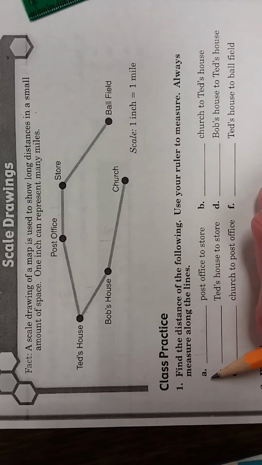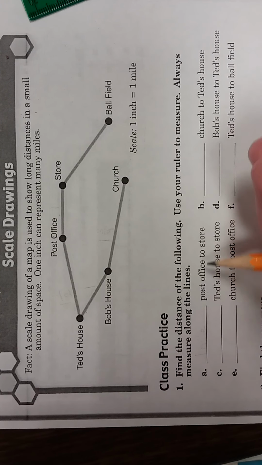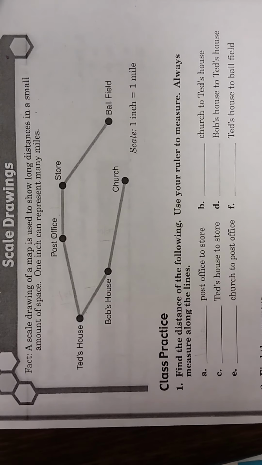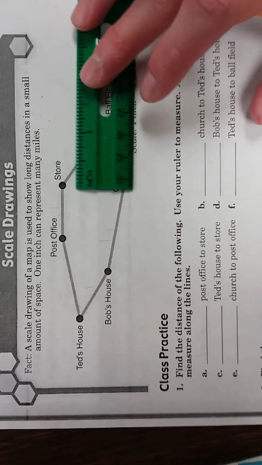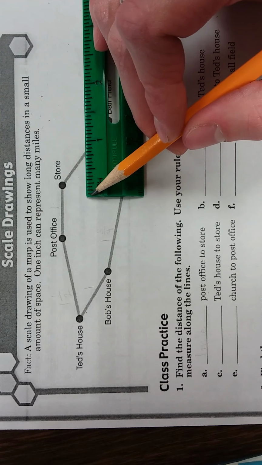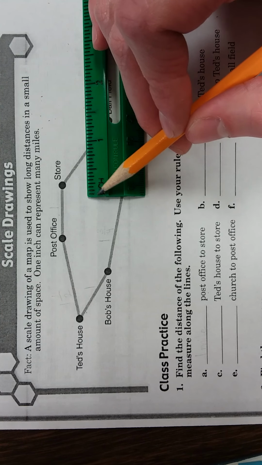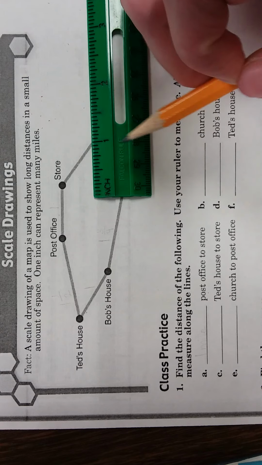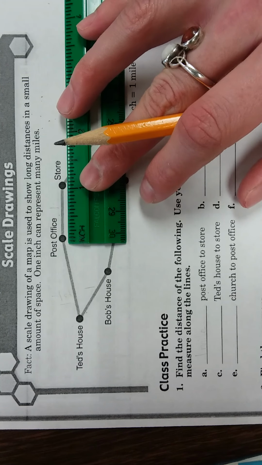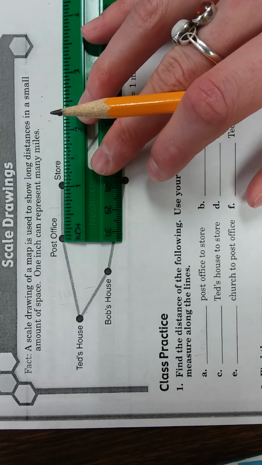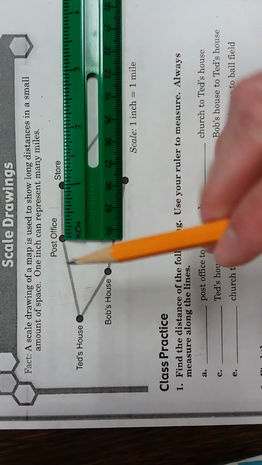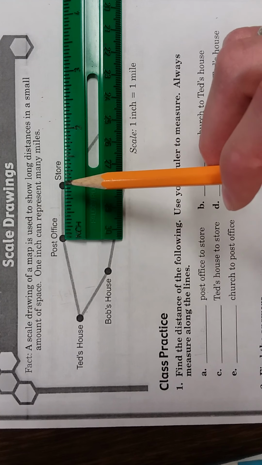It says in letter A, we have to find the distance from the post office to the store. So I'm going to take my ruler, and we've measured distances before. And when we measure, we always have to start with that first dash. On your rulers, it might say 0 here. You need to take that first dash and line it up with that first dot. Okay? And then you're going to measure from that first dot to the second dot.